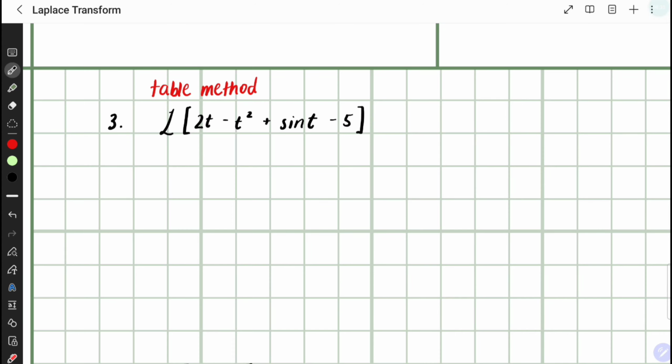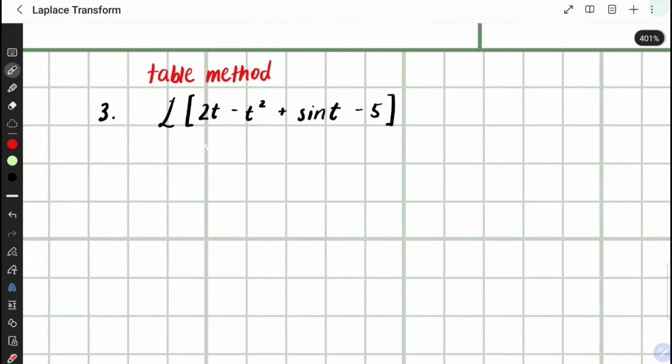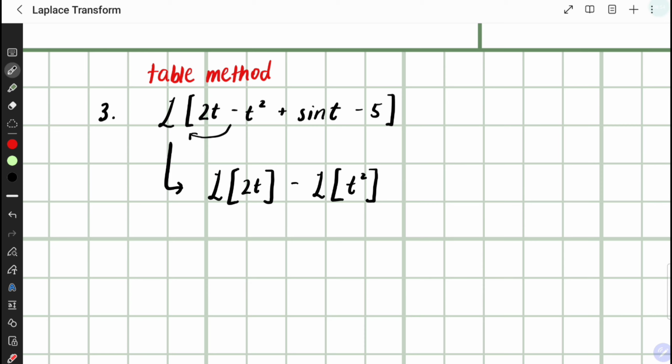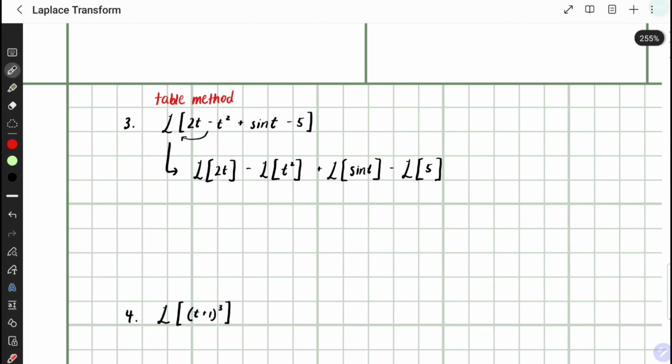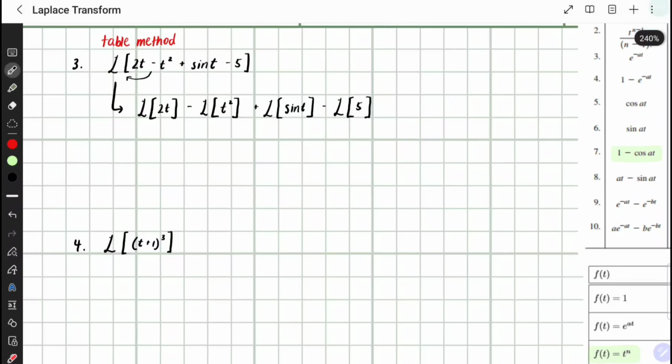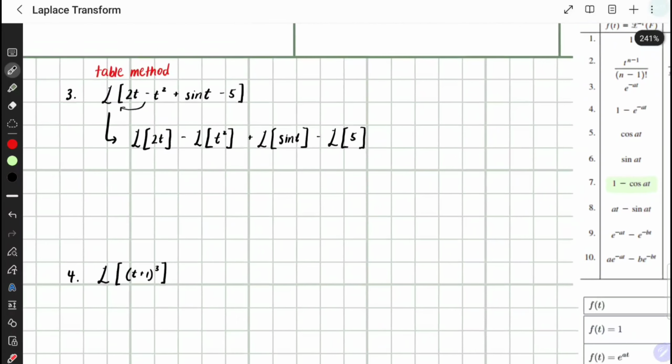So first of all, we can do the Laplace transform of 2t. We'll split this up here. Minus the Laplace transform of t squared. I just brought this minus to the outside. Plus the Laplace transform of sine t, minus the Laplace transform of 5. All I did is just breaking down this expression here, and we can just combine these all together.